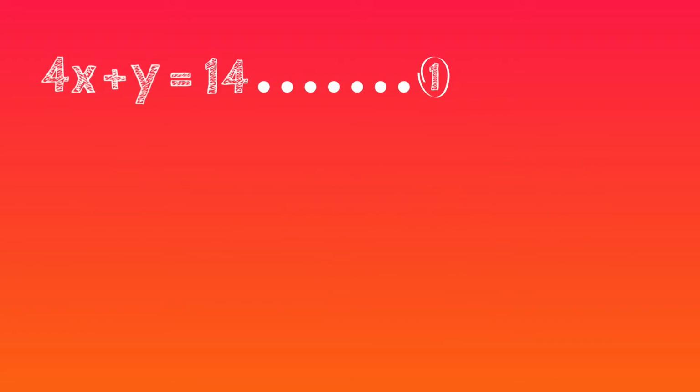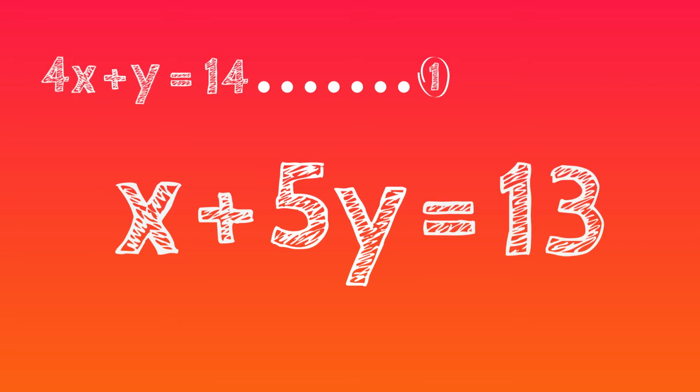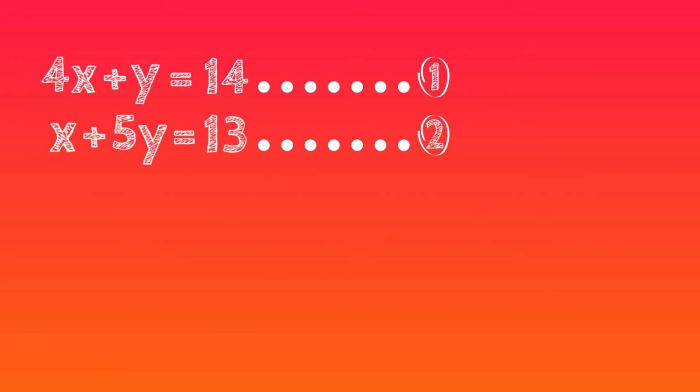Right, let's look at these two equations. The first one is 4x plus y equals 14. So we label it equation 1. The second one is x plus 5y equals 13. We label it equation 2. We label the equations so that the working is clear.